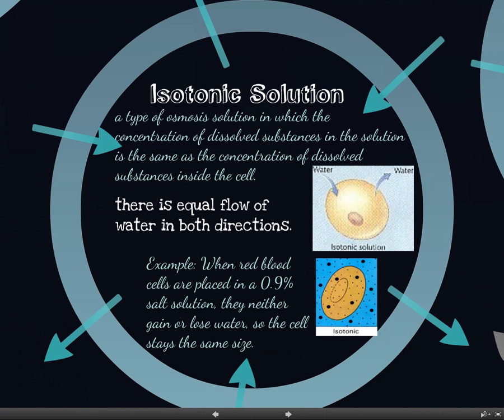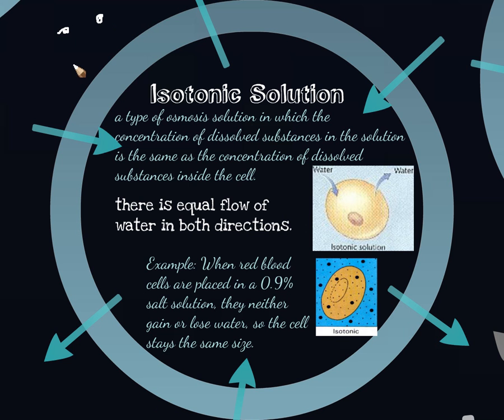Okay, isotonic. An isotonic solution is when the solute concentration outside the cell is the same as the solute concentration inside the cell. So they could both be 0, or we could have a solute concentration of negative 0.5 outside, and inside a solute concentration of, again, negative 0.5, for instance.